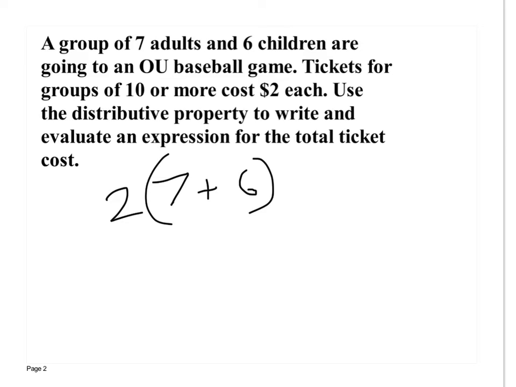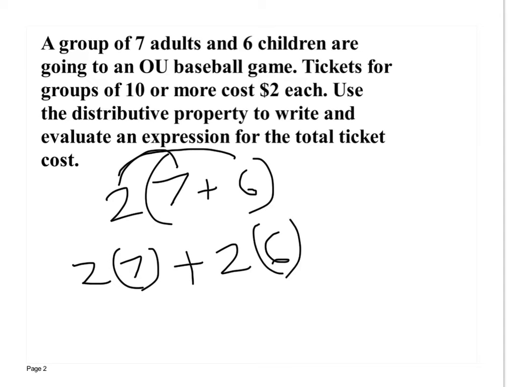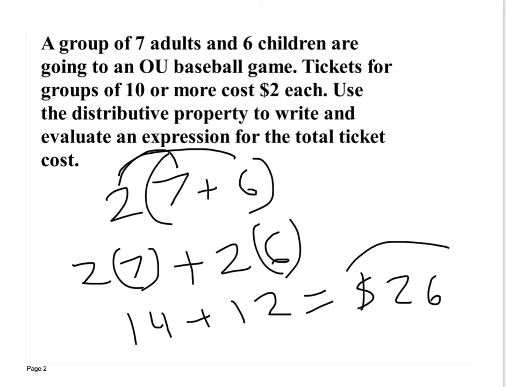Or I can use distributive property, which it says I have to use, so let's do it. You have to write the expression out first, and then evaluate it. We distribute: 2 times 7 plus 2 times 6. 2 times 7 is 14. 2 times 6 is 12. Do I still get 26? Yes, I do. Now, this seems like a lot of work, and for something like this it would be easier just to do 7 plus 6. But later, when we have a variable or bigger numbers, you're going to be glad that you had distributive property.